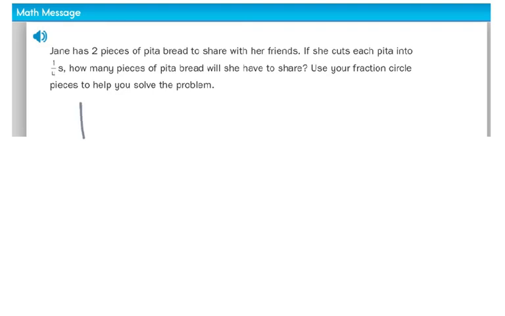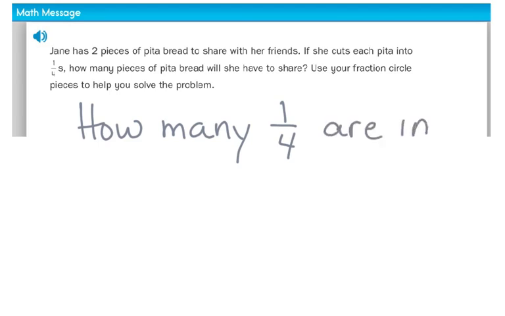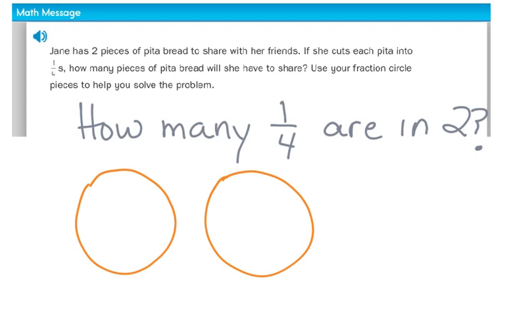Here's one way to think about it. How many 1/4 are in 2? Here are my pitas, 1, 2. I'm going to trade one of those in or divide it up into 4ths. Each pita is divided into 4. So go ahead and draw those 2 circles. Divide them each into 4ths.